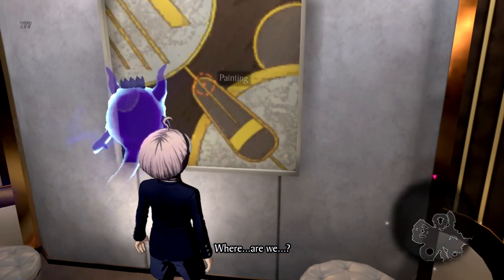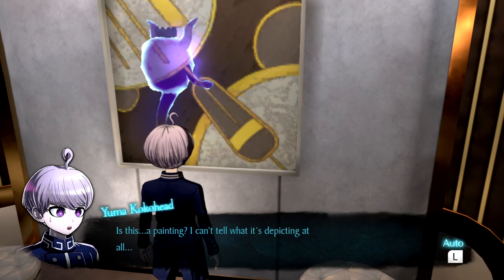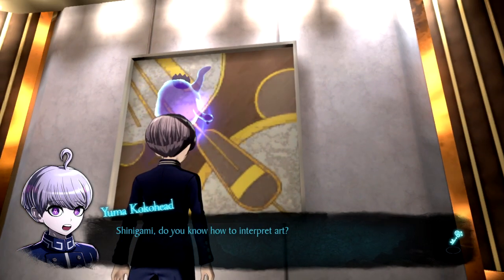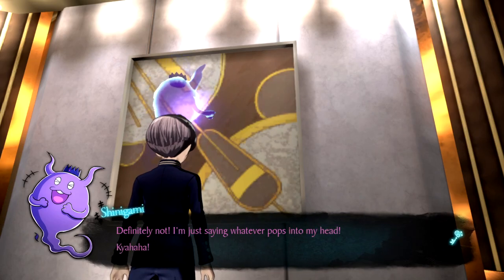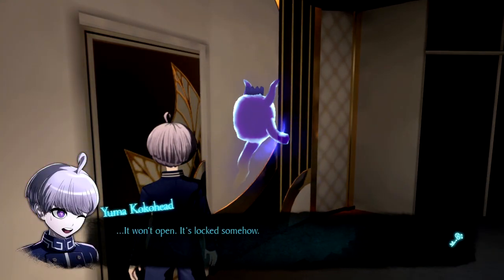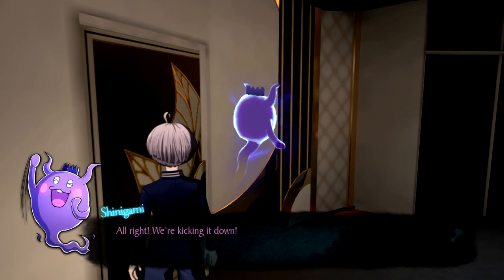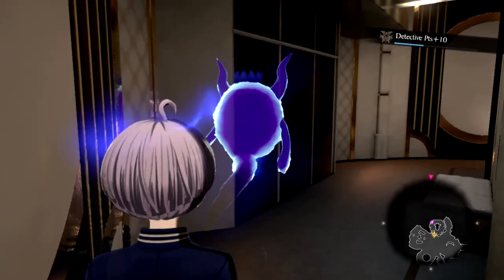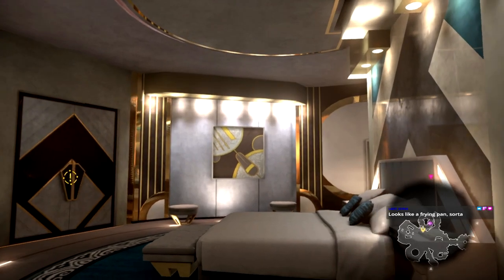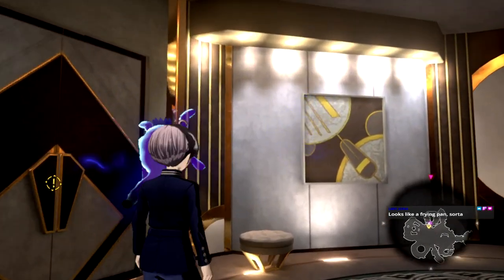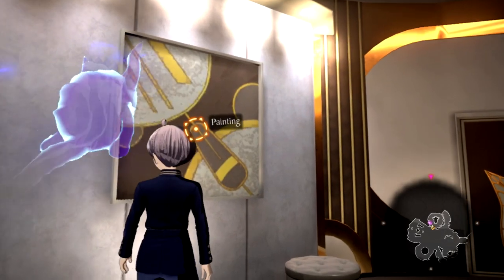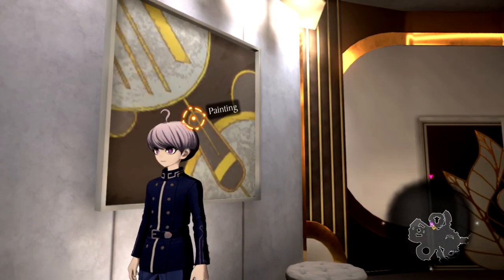Where are we? This is... Is this a painting? I can't tell what it's depicting at all. Truly an inspired piece. Shinigami, do you know how to interpret art? Definitely not. I'm just saying whatever pops into my head. Oh! It won't open. It's locked somehow. Say! Alright, we're kicking it down. I don't have that kind of strength. Do I look like Halara to you? Looks like a frying pan, sorta. Could be. Or it could be Monokuma. This part here, in this section, kind of looks like Monokuma's head.